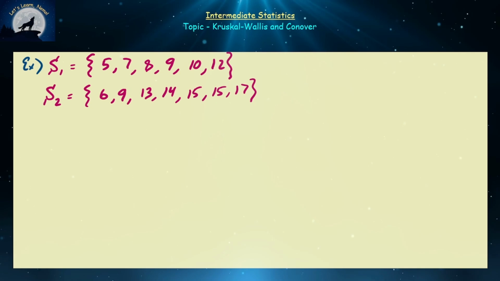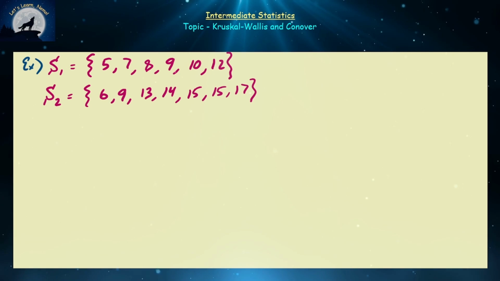So let's start with the basic case where we have 2 sets. I've made the sets relatively small and the numbers relatively nice because otherwise you'd probably be using R or some other statistical software in order to analyze this. And in R it's actually not that difficult to implement as well, but we can talk about that at another time. So let's assume that we have these 2 sets, S1 and S2, that have the elements 5, 7, 8, 9, 10, and 12, and 6, 9, 13, 14, 15, 15, and 17 respectively.